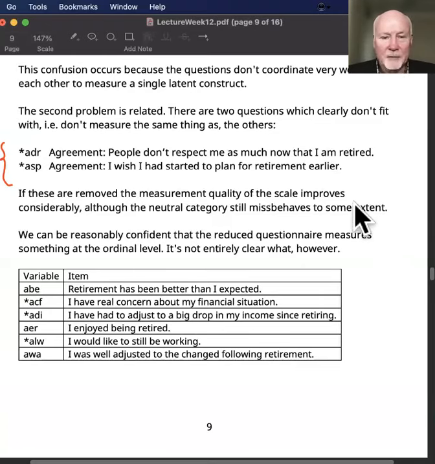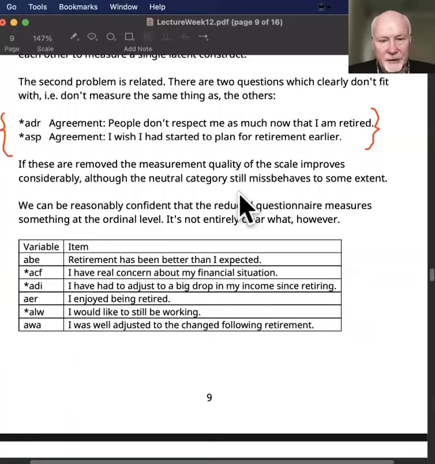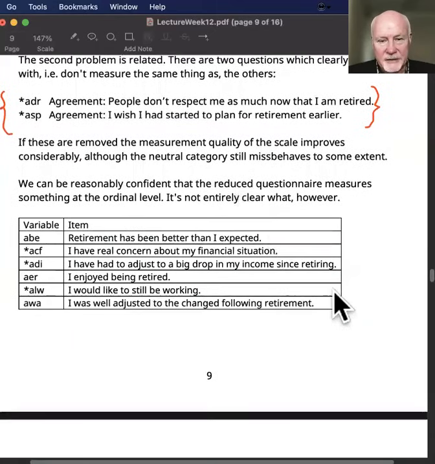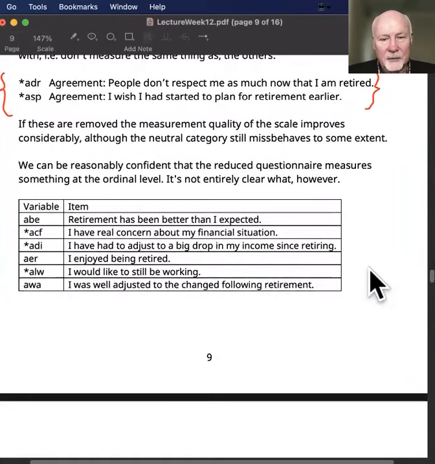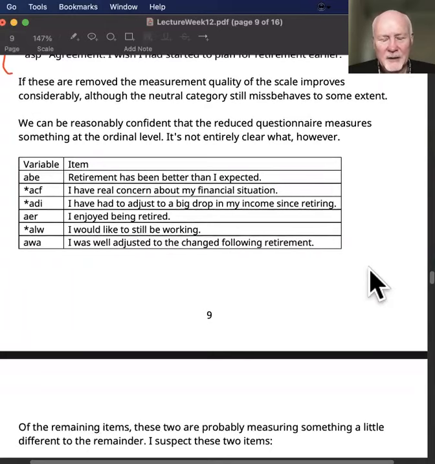So anyway, I removed these two because whatever it is they're measuring, it doesn't seem to be what the other questions are really measuring. And taking them out does significantly improve the questionnaire. So the questionnaire is now a reasonably good ordinal level questionnaire. Is it interval level?